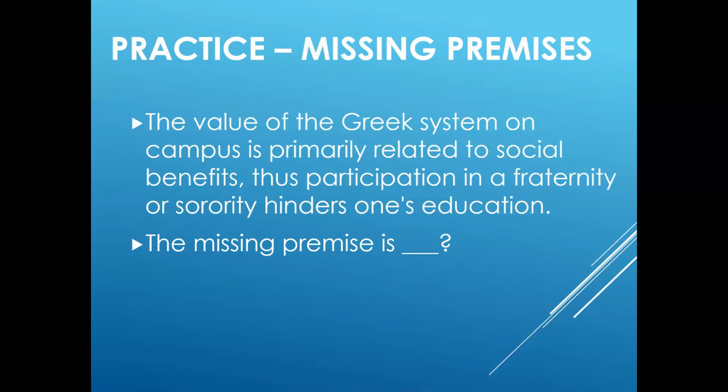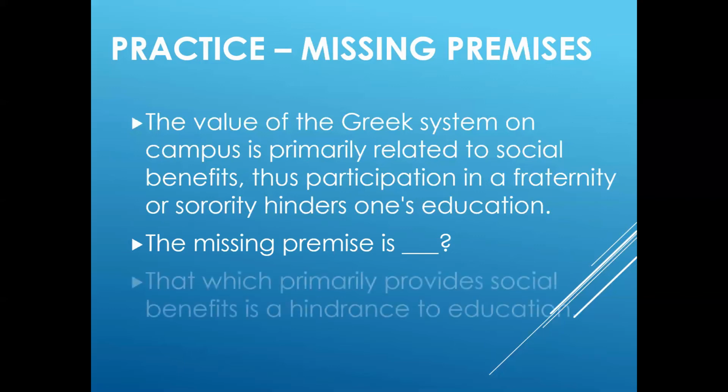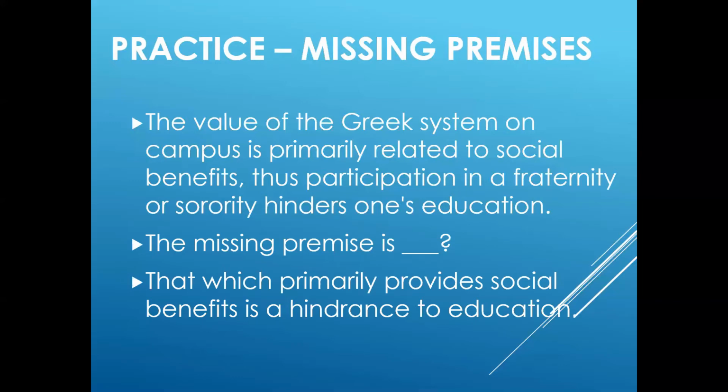What could it be? Well, in this case, it looks like it must be something like that which primarily provides social benefits is a hindrance to education. If the person had said that, the conclusion would follow. Again, of course, there might be more discussion about why you would think that missing premise is true or not.